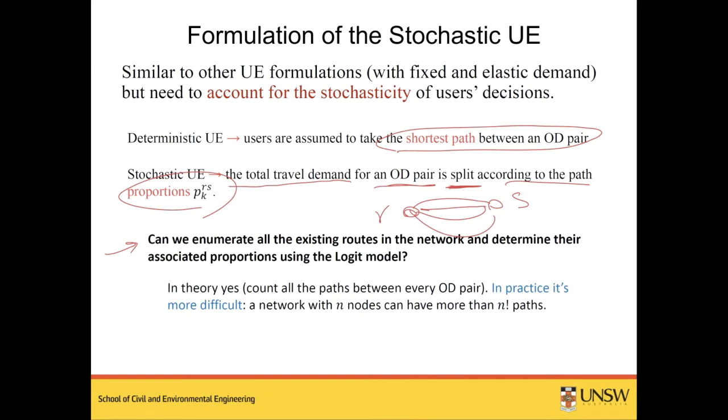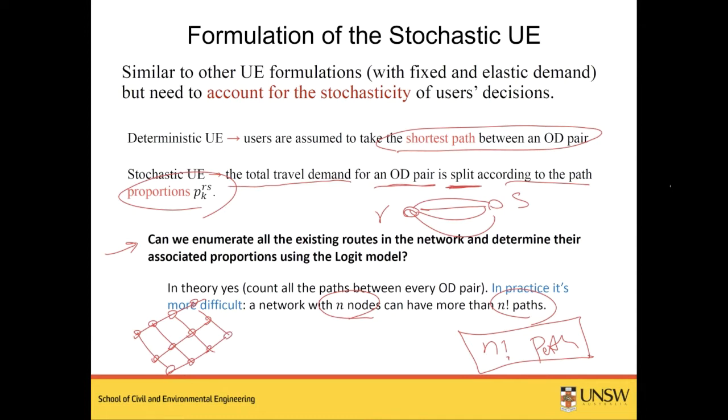It's very computationally expensive. For example, if a network has n nodes, then that means we have n factorial paths in it, and that is just too many. Just imagine this very simple network: 1, 2, 3, 4, 5, 6, 7, 8, 9, 10, 11, 12 nodes. And look, there are many, many paths between every OD pair here. So if you want to go from, let's say, R to S, let's see how many paths exist.